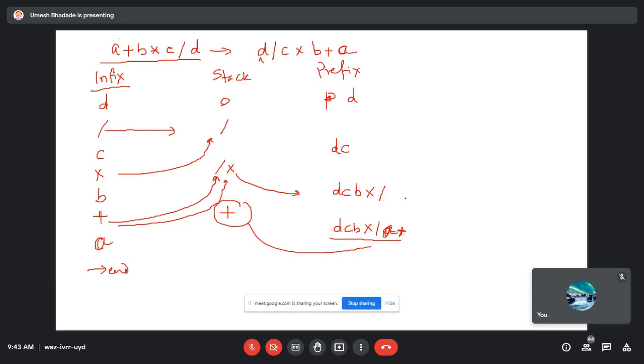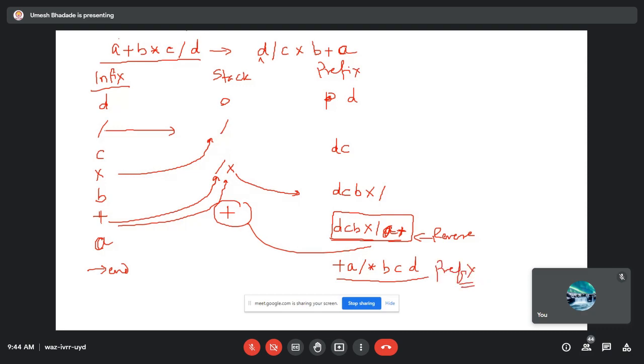Fine, thank you. So now this is the prefix expression which we got. Now what is the last step? The last step is to reverse this expression again. So this will become plus A slash star B C D. Right? We are doing the reverse of this. So this is your prefix expression.